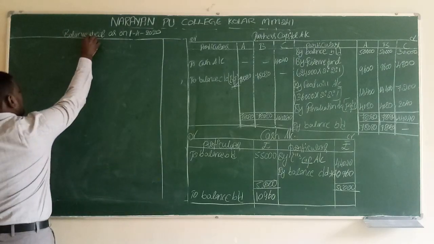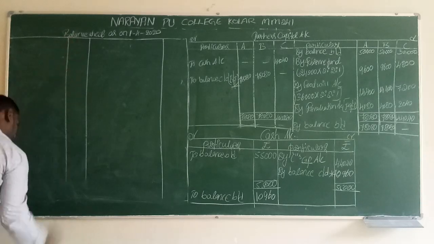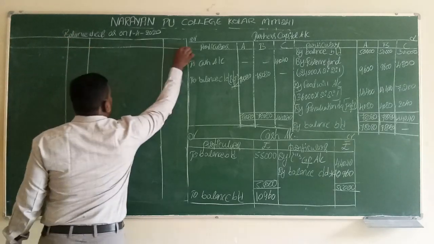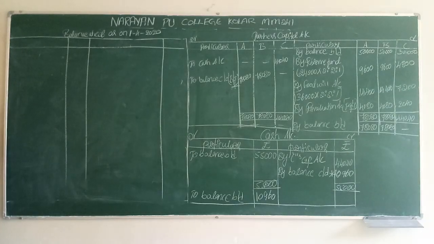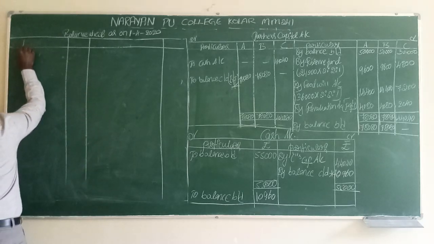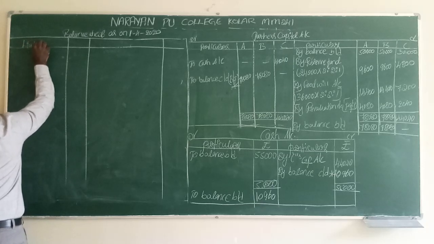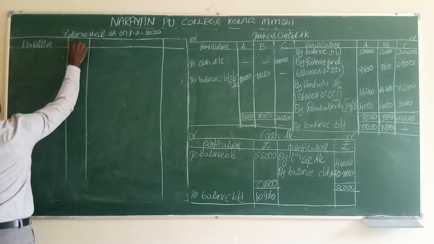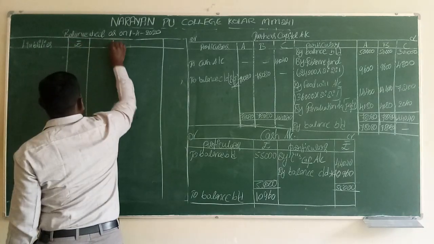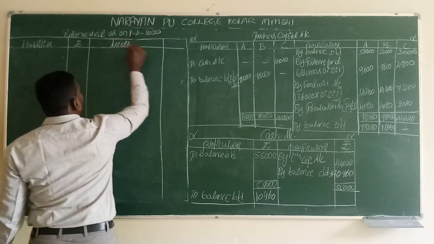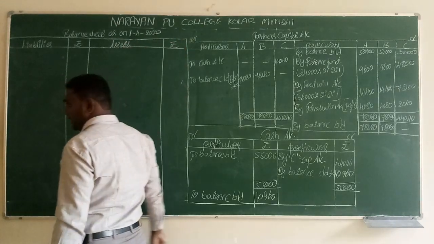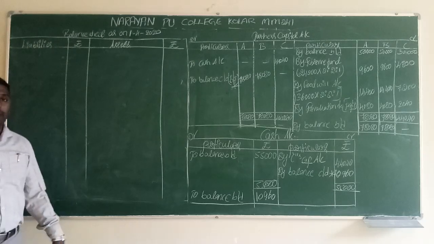So come to the headings of the balance sheet. We will have liabilities and assets. We won't write debit and credit in the new balance sheet because it is a statement, it is not an account. In the previous three accounts, if we didn't write it, they would deduct marks. Here, if we write debit and credit, they will deduct marks. So we will write liabilities, amount, assets, amount.